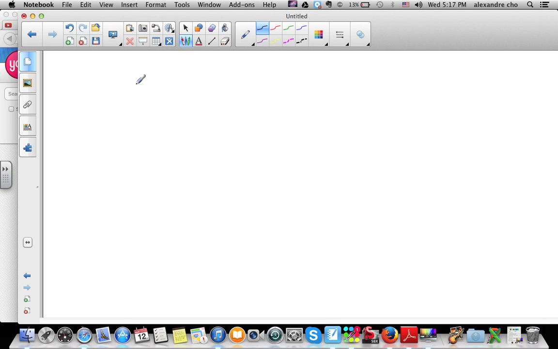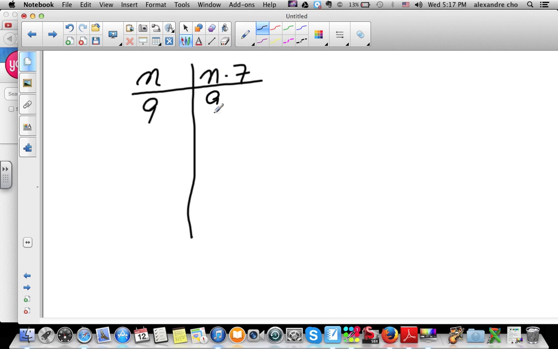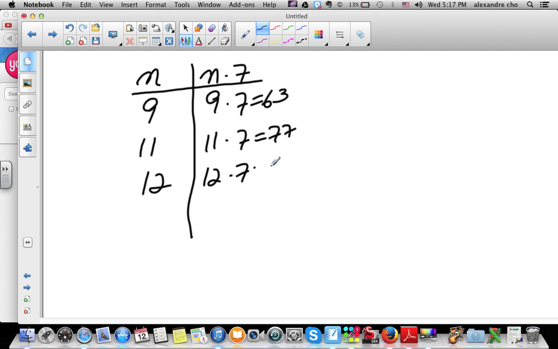3. It's n, and the expression was n times 7. Okay. So what happens when n is 9? When n is 9, you would plug it in here. So you get 9 times 7, which is 63. What happens when n is 11? You do 11 times 7, which is 77. When it's 12, you do 12 times 7, which is 84.